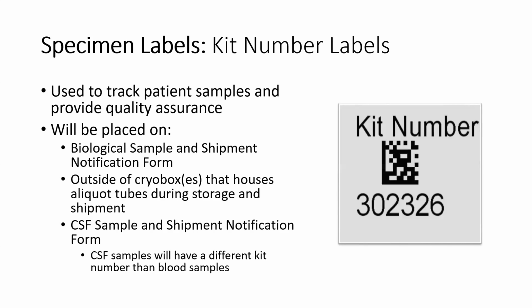You'll also put one of these labels on the outside of the cryo box that's going to be holding the cryo vials that you will be storing and shipping the samples in to us. One thing we always like to point out is that the kit numbers will be different between the blood samples and the CSF samples, and we'll explain that a little bit more in a bit.